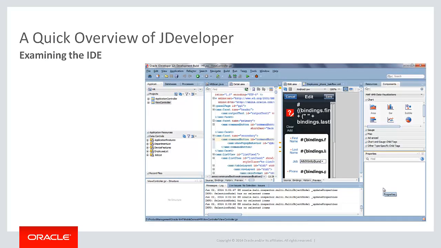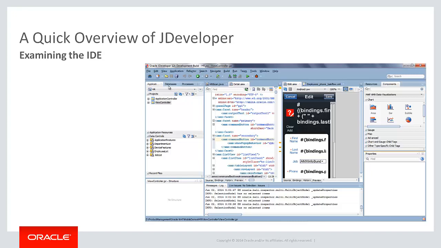So this is JDeveloper, and JDeveloper is an integrated development environment, or IDE, for building applications. And you can build different kinds of applications in JDeveloper, but of course we're going to be focusing on how you build mobile applications. When you open up JDeveloper, you'll see a number of different windows that show different views of the application and project files that you're working on.